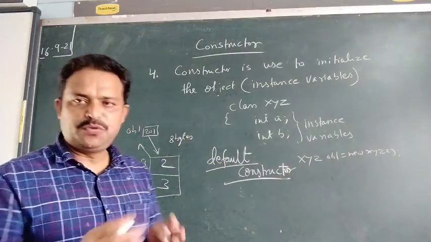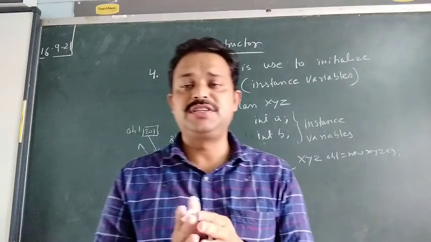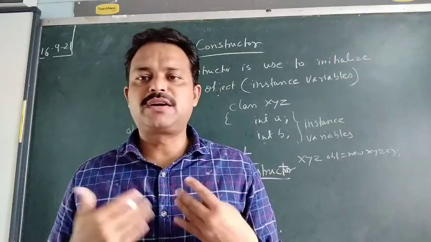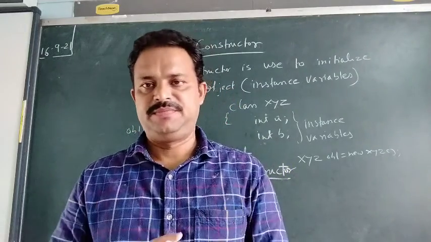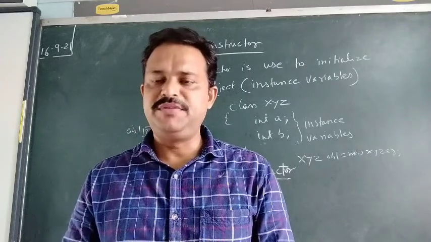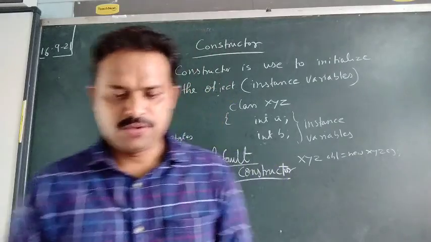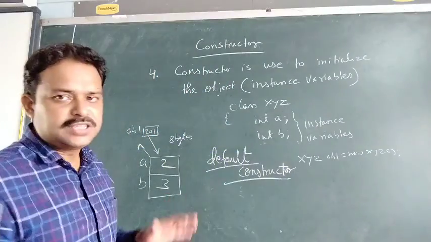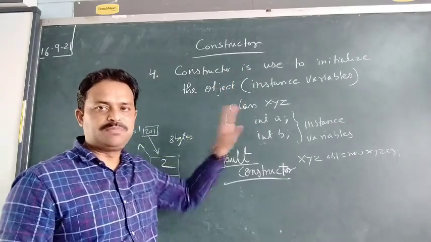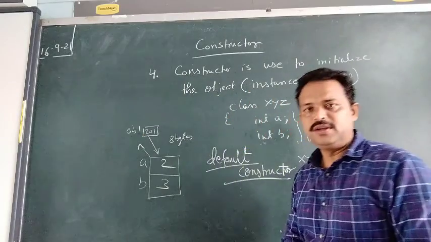So when you read the book, you will get this term default constructor. You can say default constructor is a constructor which is invoked by the computer itself to initialize the object with the legal values. Okay. So this was the meaning of fourth point. Constructor is used to initialize the object. Okay. So by the diagram it is very clear to you.